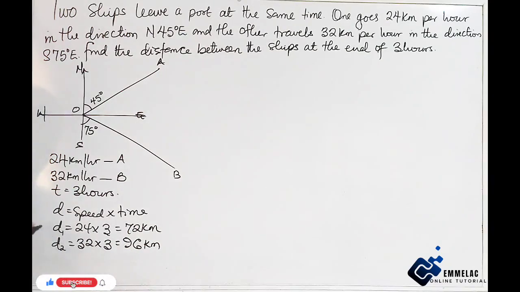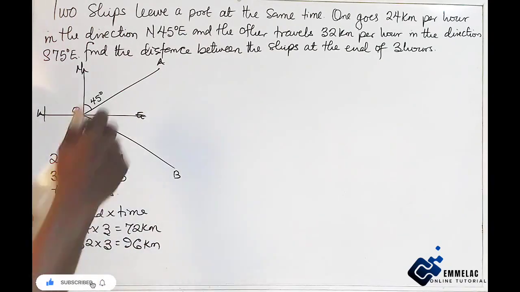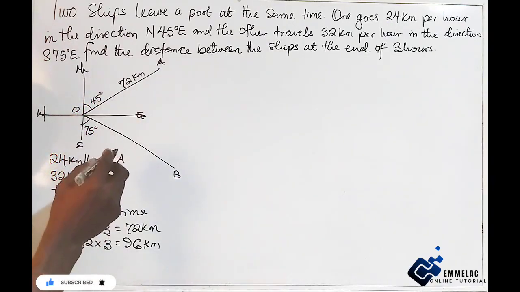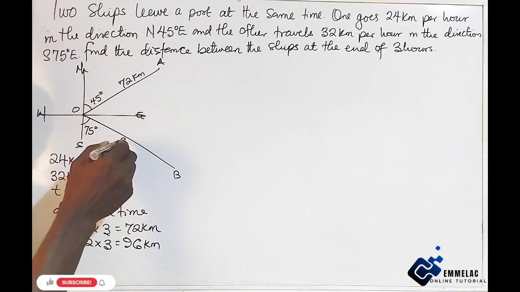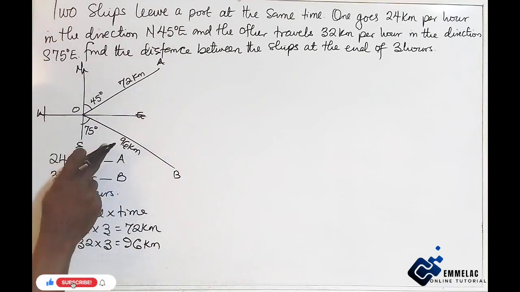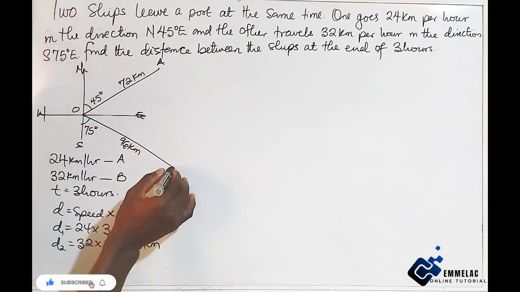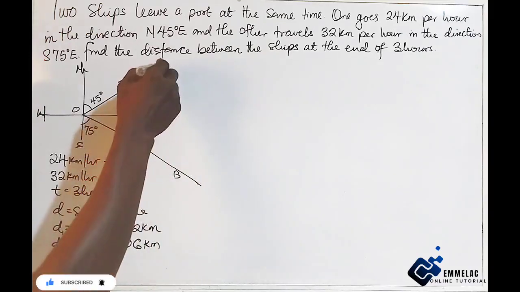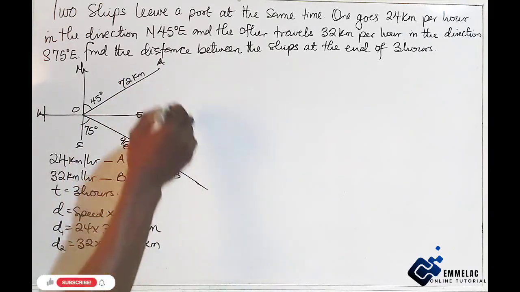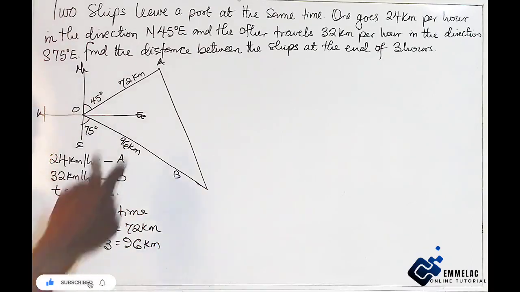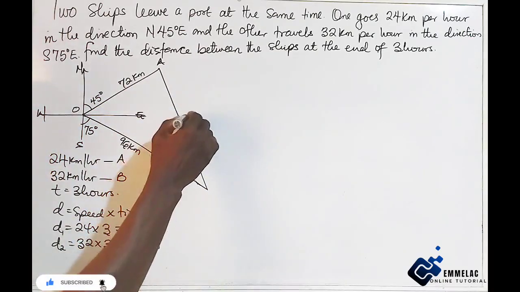So here you have 72 km, and here is 96 km. Since 96 is greater, let us stretch it a little. Take note that this is not drawn to scale. Now we are asked to calculate this distance, and let us make it x.